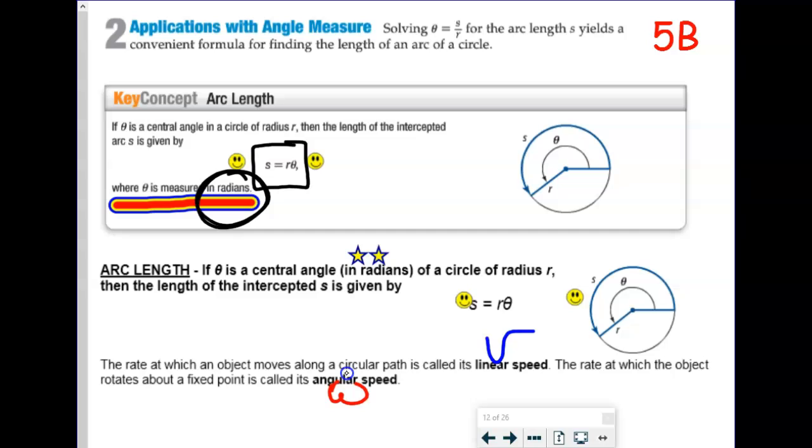They change each other, right? If you speed up your angular velocity, your linear speed is going to speed up as well.